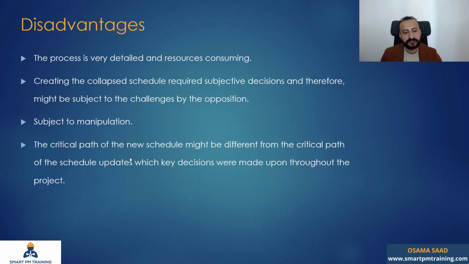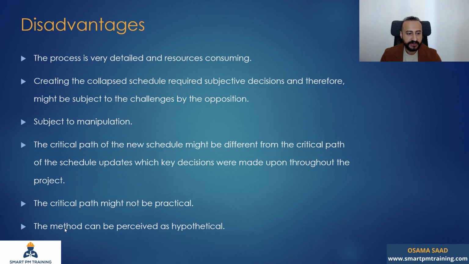The critical path of the new schedule might be different from the critical path of the schedule update itself, upon which key decisions were made throughout the project. Critical path is a very, very important element. It will help us measure delays and also make decisions about the project. But when you create this new schedule, the critical path might not be what you think or what you had in your schedule update. So this is also one disadvantage. So the critical path might not be practical. The method can be perceived as hypothetical.